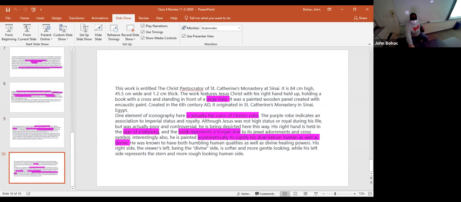And large halo, purple robe, sign of a blessing, the gospel, asymmetry. So that is that. Any questions about the quiz?